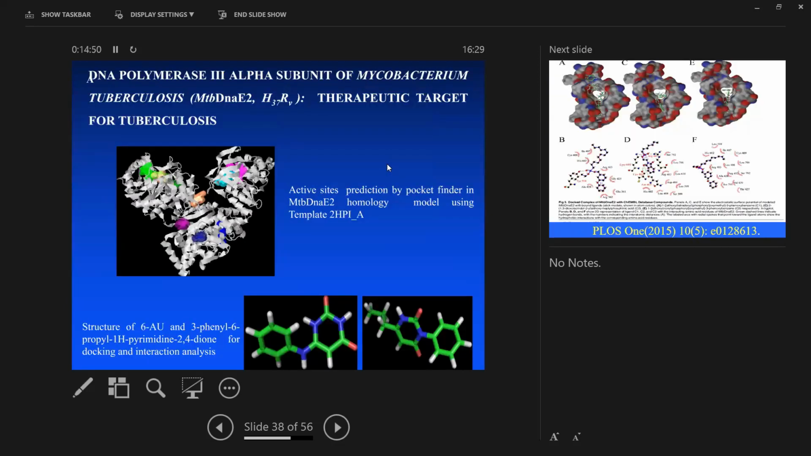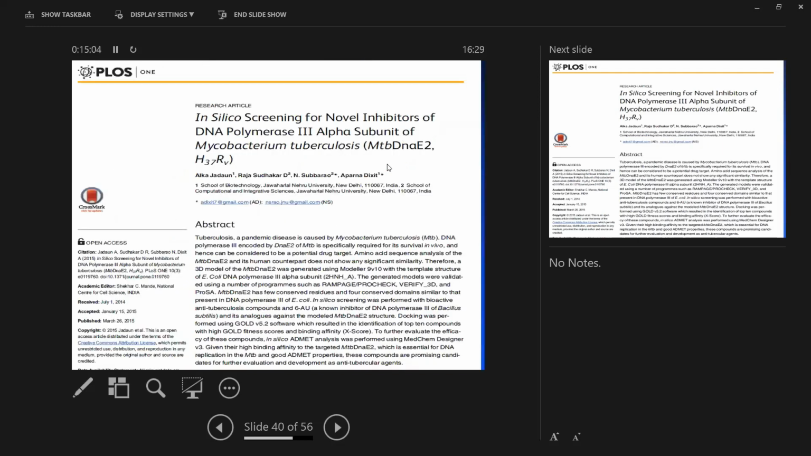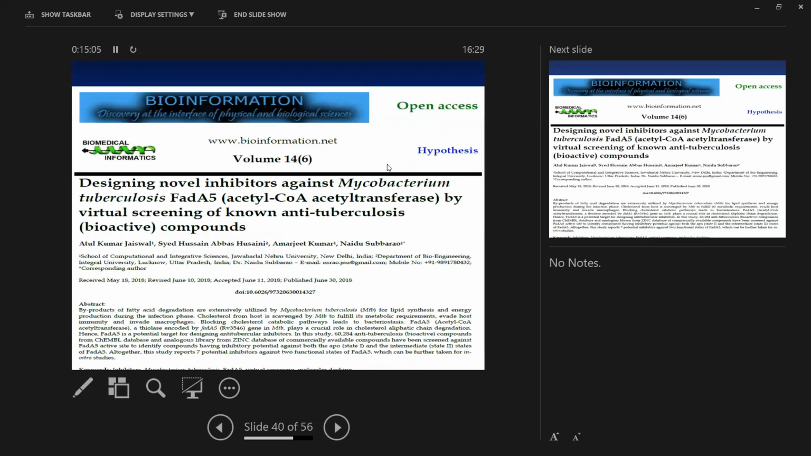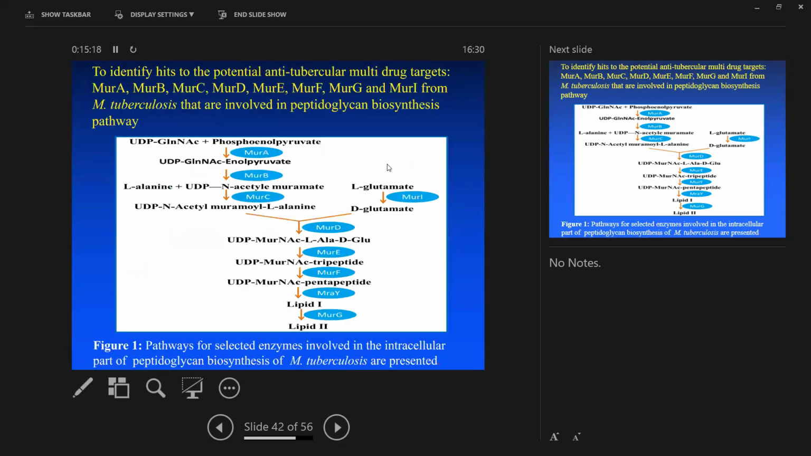This is DNA polymerase 3 alpha subunit, which is essential for Mycobacterium tuberculosis and is a validated target. Then we screened this and identified the potential molecules. This is class 1, 115. The other paper is on PDA5, acetyl coenzyme A acetyltransferase. But for different purposes, we have to publish quickly, for the thesis of one of the other students. So we published quickly in the journal.